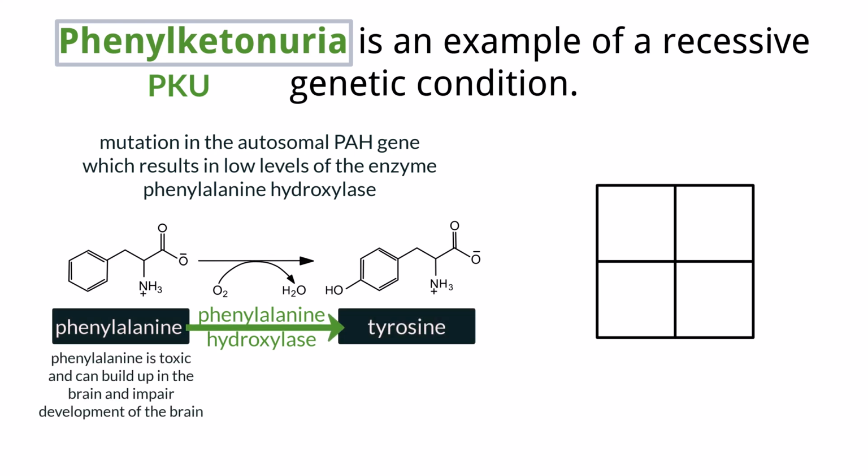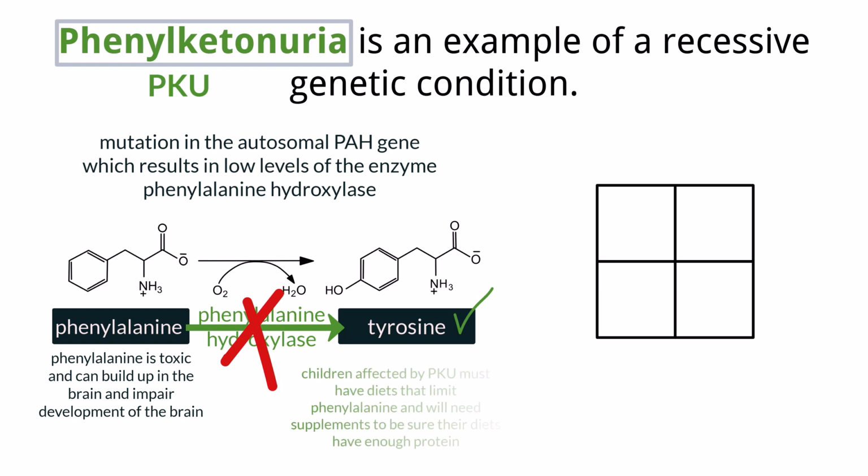Phenylalanine is toxic and can build up in the brain and impair development of the brain, which is why converting it into tyrosine via the enzyme is so important. Individuals who suffer from PKU do not create this enzyme and therefore have no way to break down phenylalanine. When diagnosed at birth, modification in diet can prevent the impairment. Children affected by PKU must have diets that limit phenylalanine and will need supplements to be sure their diets have enough protein.